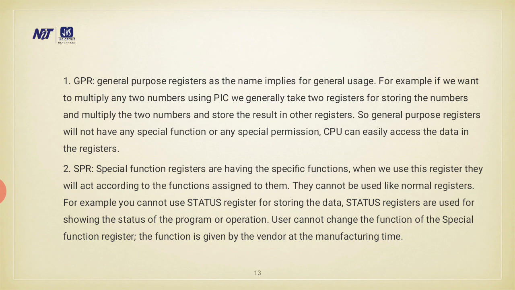SPR, special function register, are having the special functions. When we use this register, they will act accordingly to the function assigned to them. They cannot be used like normal register. For example, you cannot use status register for storing the data. Status register are used for showing the status of the program of operation. User cannot change the function of the special function register. The function is given by the vendor at the time of manufacturing.